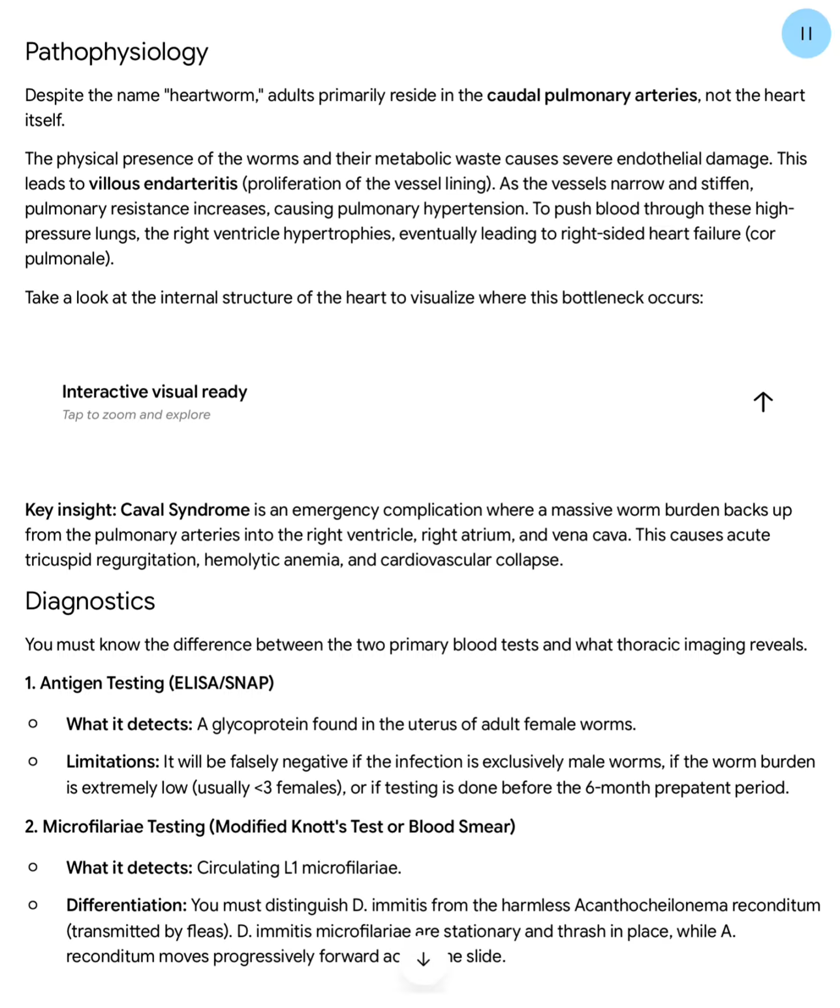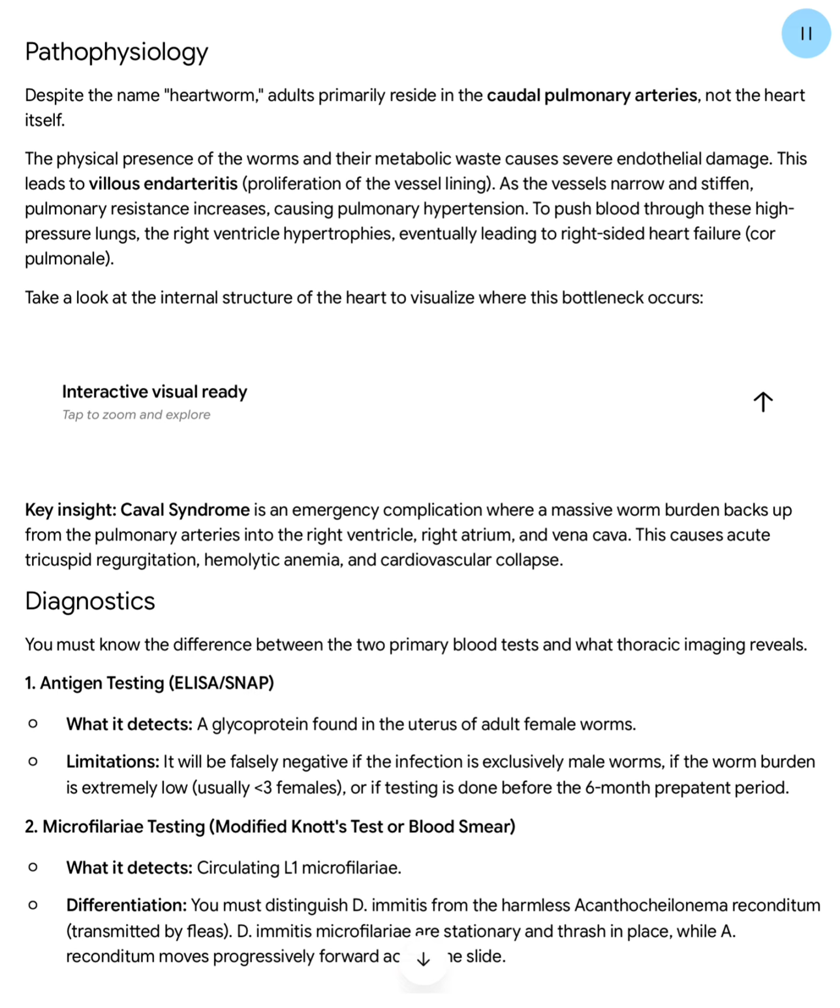Take a look at the internal structure of the heart to visualize where this bottleneck occurs. Key insight: caval syndrome is an emergency complication where a massive worm burden backs up from the pulmonary arteries into the right ventricle, right atrium, and vena cava. This causes acute tricuspid regurgitation, hemolytic anemia, and cardiovascular collapse.